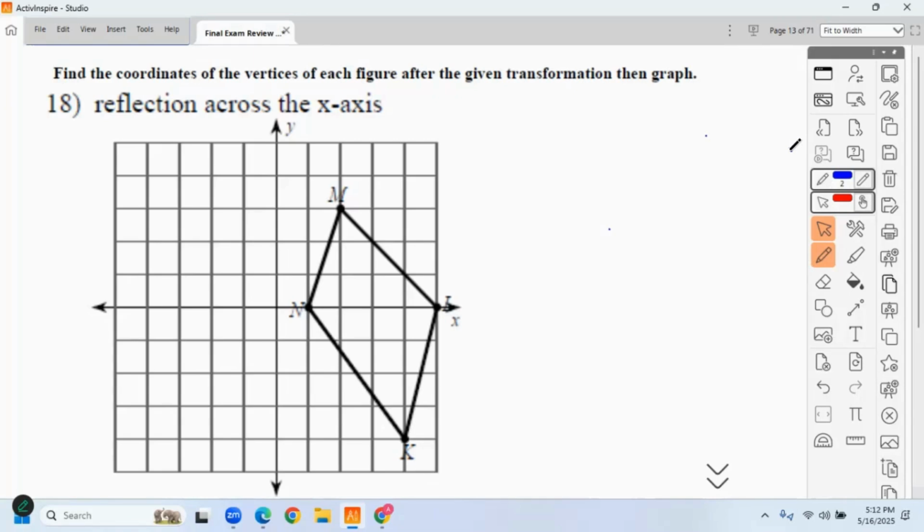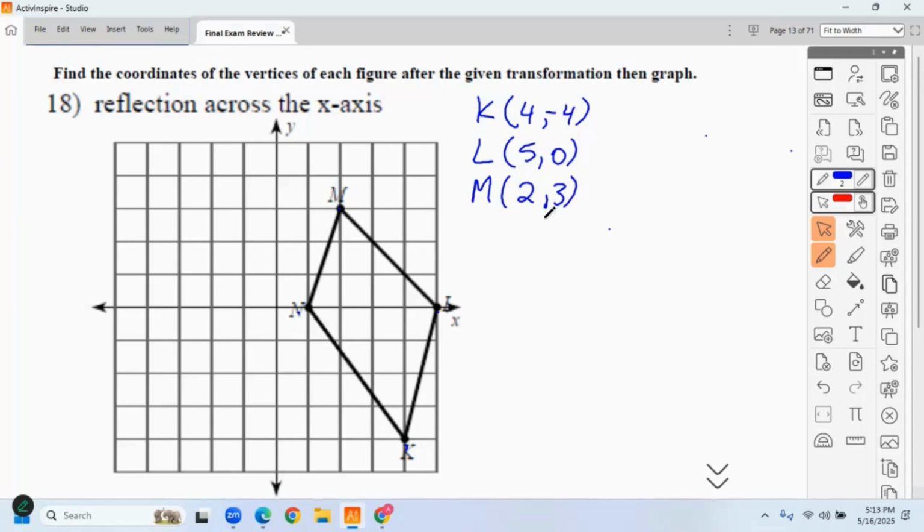Number 18. All right, reflection across the x-axis. So let's go ahead and start looking really quickly here. Let's see what we got. We got some coordinates here, so let's line them up. According to this, we got K, which is going to be 4, -4. L is going to be 5, 0. We got an M, and in this case M is going to be 2, 3.